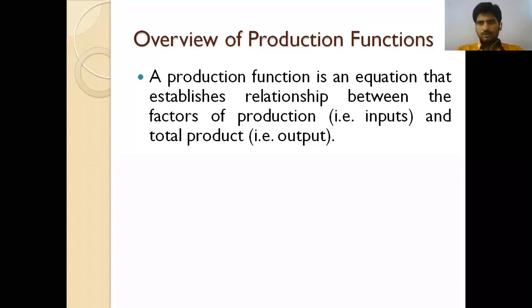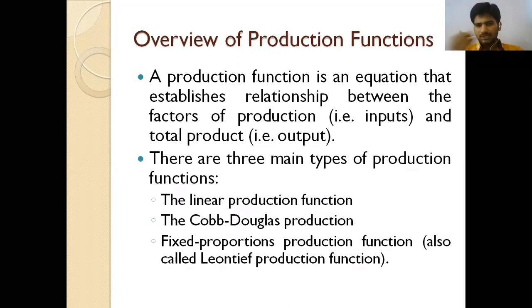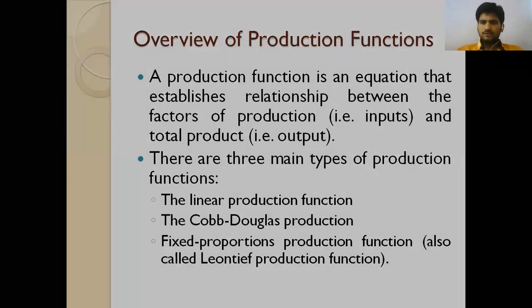Leontief production function, we have a fixed proportion of labor and capital for a fixed output. So that is the combination of these three production functions. Finally, they give the relationship between input and output. So these are the three production functions: the linear production function, the Cobb-Douglas, and the fixed proportion, which is also called the Leontief production function.